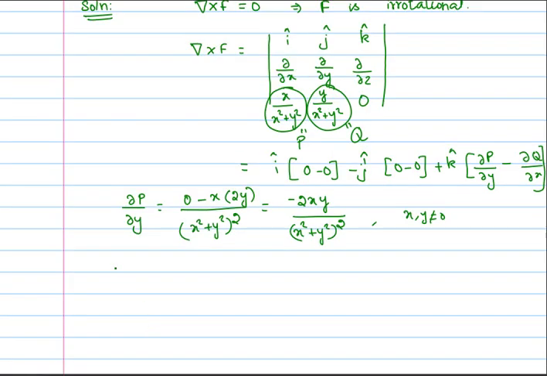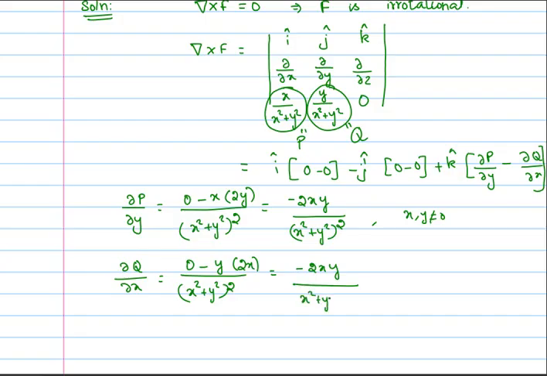Similarly, I want to calculate del Q by del x. The same way, the numerator is independent of x, and the denominator is x square plus y square the whole square. The first term is 0, minus y times 2x. So you will get minus 2xy divided by x square plus y square the whole square. Here x, y is not equal to 0, 0.